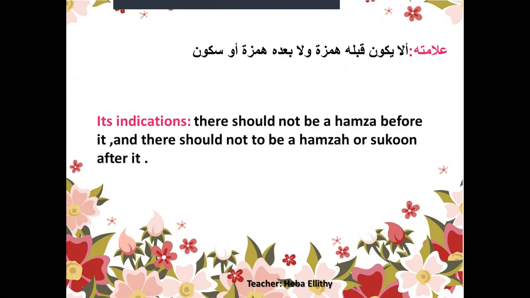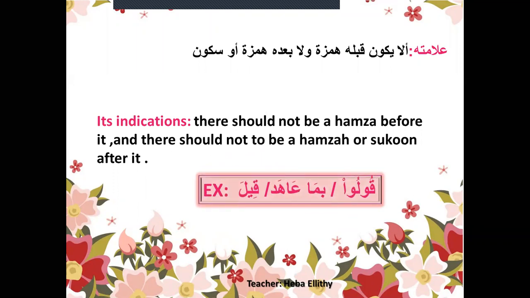What's the sign of it? There is no hamza before it and there is no hamza after it or sukoon after. There should not be a hamza before it and there should not be a hamza or sukoon after it. Plus the second sign, I didn't write here, but you should know it has to have the same haraka as the mad before it. Alif should be preceded by fatha, ya should be preceded by kasra, waw should be preceded by dhamma.